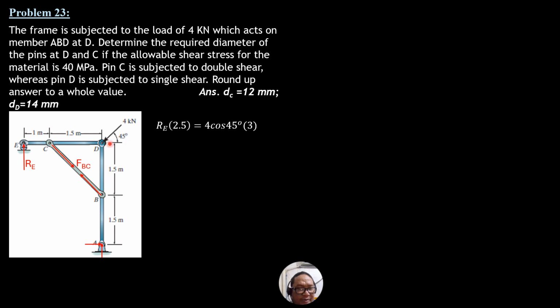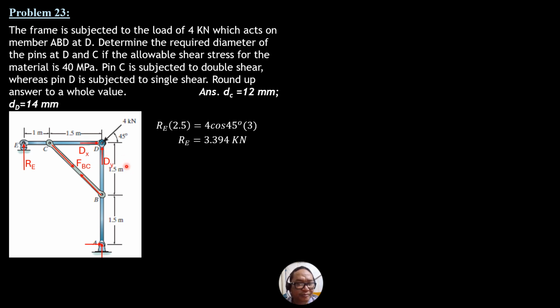So the horizontal component is 4 cosine 45 degrees. Then moment arm is 1.5 plus 1.5, so that's why it is 3. Solving for R sub E is equal to 3.394 kilonewtons. So having found R sub E, we can now compute the force in BC by considering the free body diagram of ECD. So let's now put the reaction components at D.